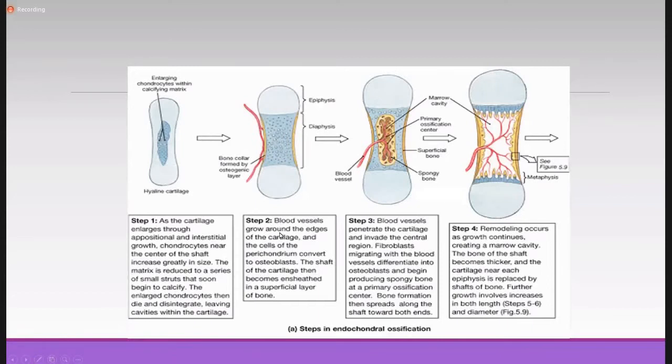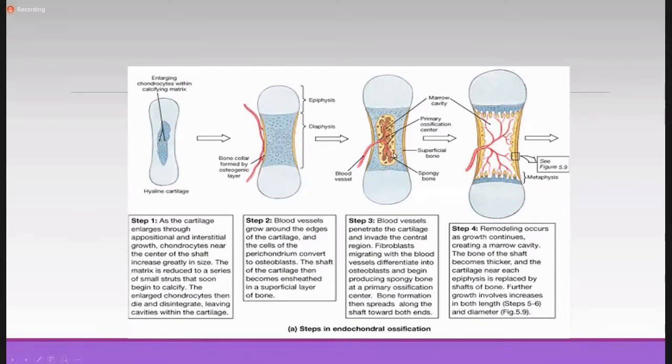The blood vessels grow around the edges of the cartilage, and the cells of the perichondrium convert to osteoblasts. The shaft of the cartilage then becomes ensheathed in a superficial layer of bone. With the formation of the periosteum towards the periphery, you will have a thin plate of bone being formed, and gradually the blood vessels on the surface of the bone start to enter into the bone. Blood vessels penetrate the cartilage and invade the central region. The fibroblasts, migrating with the blood vessels, differentiate into osteoblasts and begin producing spongy bone.